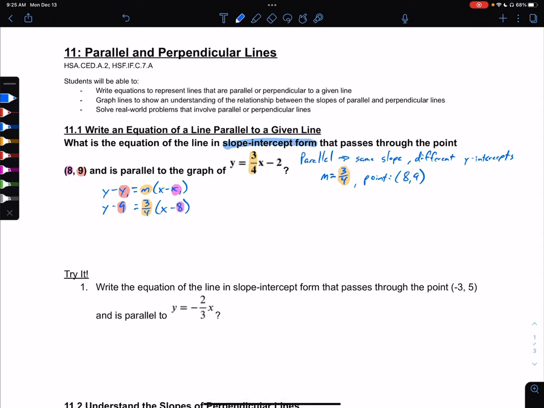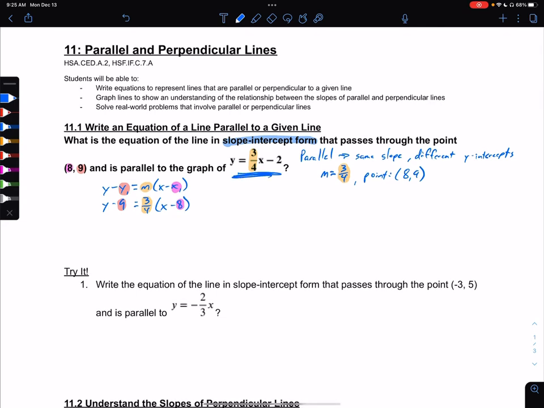So I now have an equation that is parallel to this one. It's the same slope. However, they do tell us to put the equation in slope-intercept form. So if they just said an equation, this is good. This is an equation that is parallel to the graph of y equals 3/4 x minus 2 and goes through the point (8, 9). However, they do ask us for slope-intercept form. So what we want to do is put this in slope-intercept form.